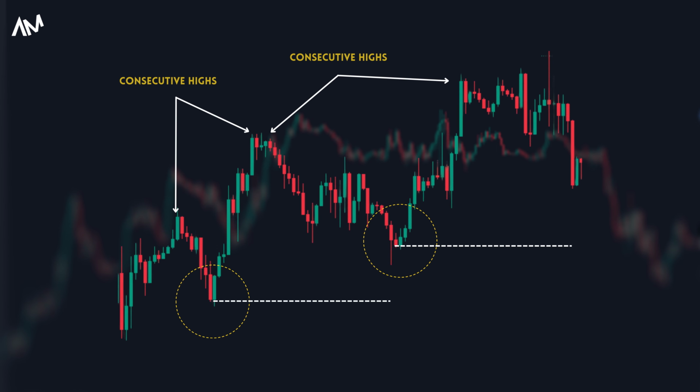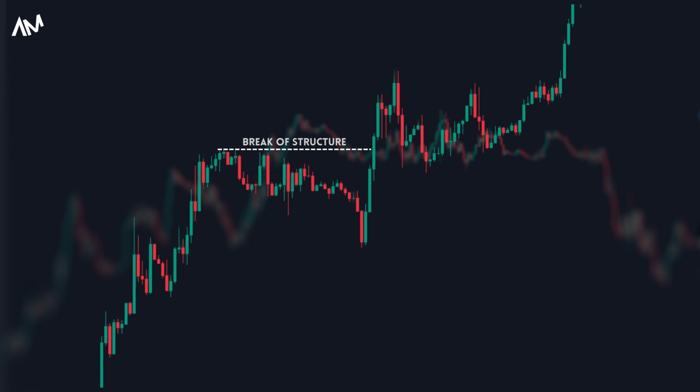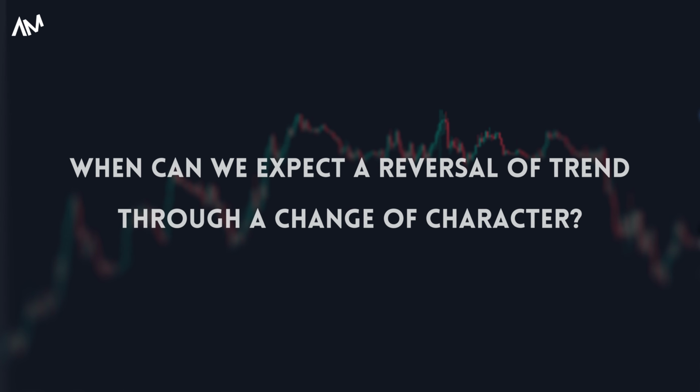for buying opportunities. Here you can see another break of structure, so the lowest point between these two consecutive highs will be our swing low. We can identify it here as well. Now here's another question. When can we assert with confidence that a reversal in trend will occur due to a change of character?